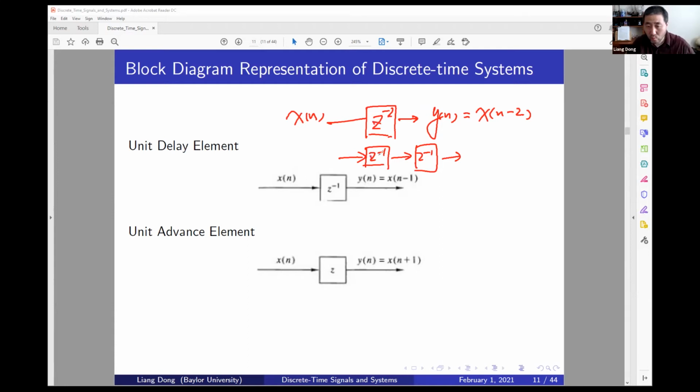People may ask me, why do I use z here, z to the power negative 1? When we look into the z transform, you will see the clear relation here. Because in the z transform, when you multiply the signal by z to the power negative 1, that will be the z transform of signal xn minus 1.